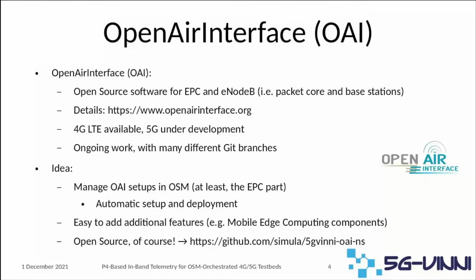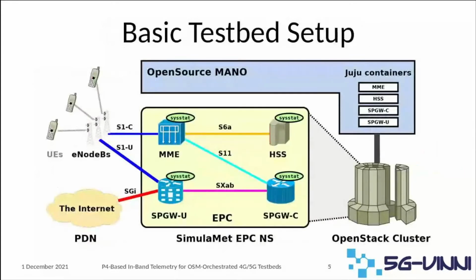I will not go into too much detail here, but we have written our own virtual network function to realize a packet core. This is of course open source, and it has been presented already at a previous OSM Hackfest, so therefore only a very short introduction. We have a basic testbed setup consisting of an evolved packet core for a 5G testbed, consisting of VNFs for four components of the packet core: MME, HSS, SPGW-C, and SPGW-U. This is orchestrated by OSM, with the VNFs running on an OpenStack cluster and with Juju also used for telemetry based on OSM. But of course, we want to introduce also in-band telemetry.